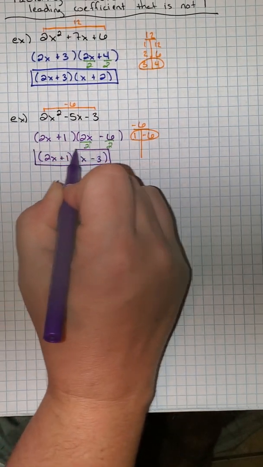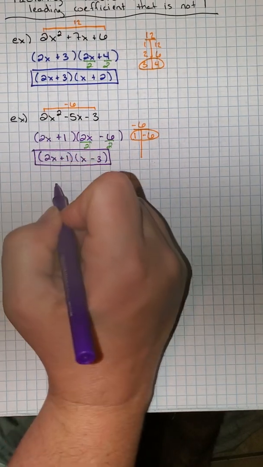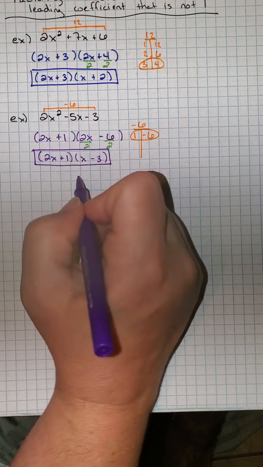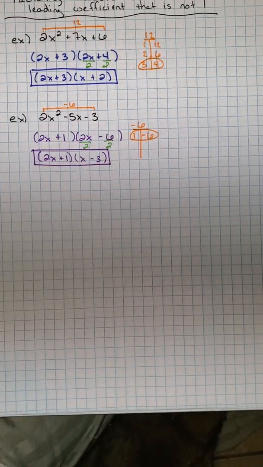And it would FOIL out. 2x and x is 2x squared. Negative 6x and positive 1x is negative 5x. 1 and negative 3, it does multiply to get negative 3.